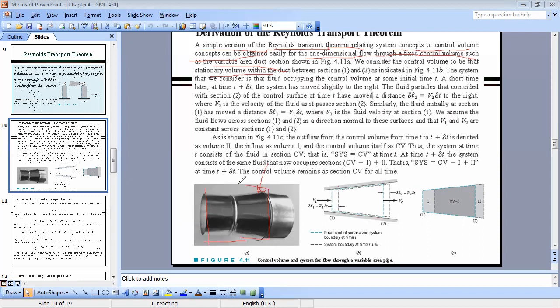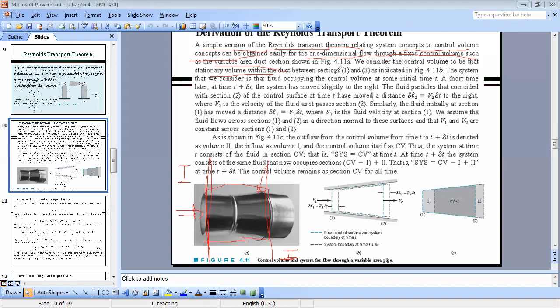It's limited by these sections. This is section 1, and this is section 2. And then I will consider the flow of mass that is coming in and getting out. So my control volume here is fixed. It's not moving while my system of particles is moving. So this is one of the possibilities.